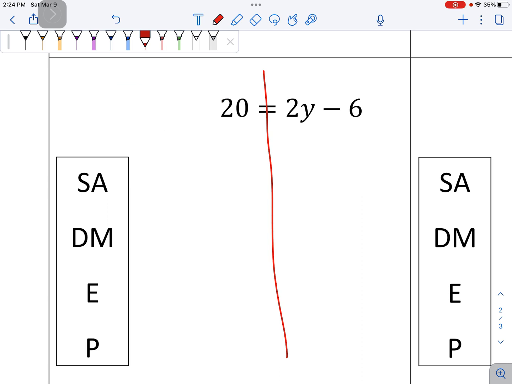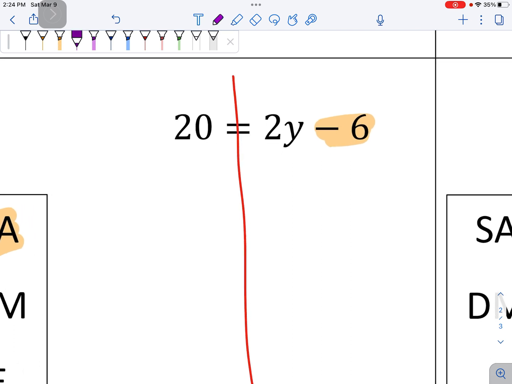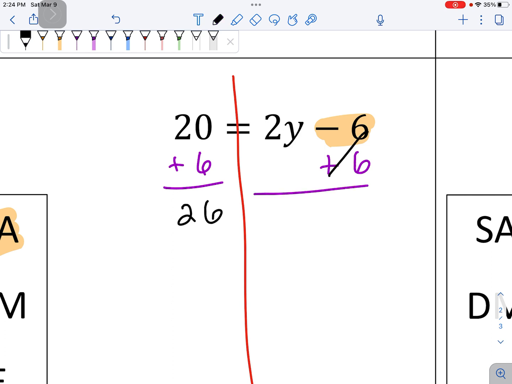So I don't have to worry about moving the Y's across. But I do need to get rid of this minus 6. So we'll do the opposite, and we'll plus 6 on both sides. Plus 6, plus 6. That gives us 26 on the left. The 6's cancel out, and we have 2y.